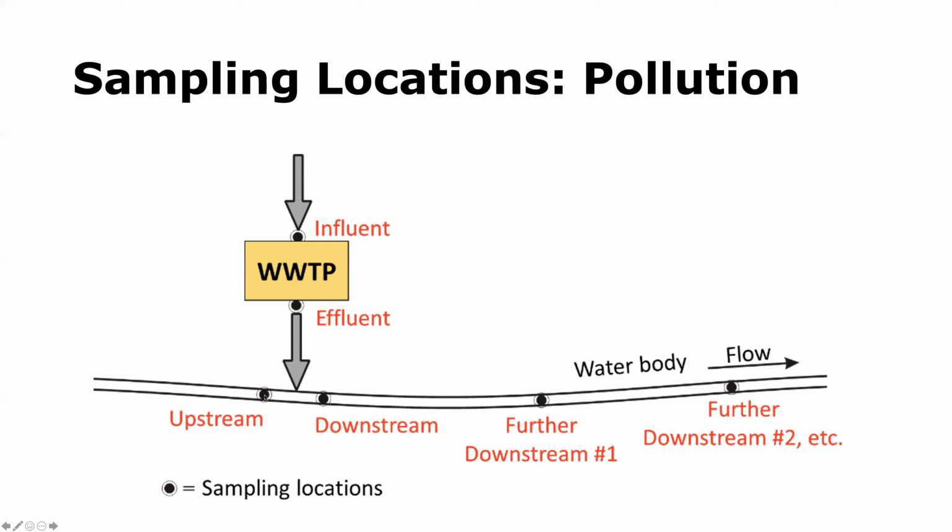We might also look to collect samples upstream and downstream of the effluent discharge location to see how much the effluent is changing the concentration of that constituent in the water body. And then we might collect samples at locations further downstream from the discharge point to see if we continue to detect the constituent at similar levels to what we detected downstream, or if perhaps it decays quickly as it flows down the water body.